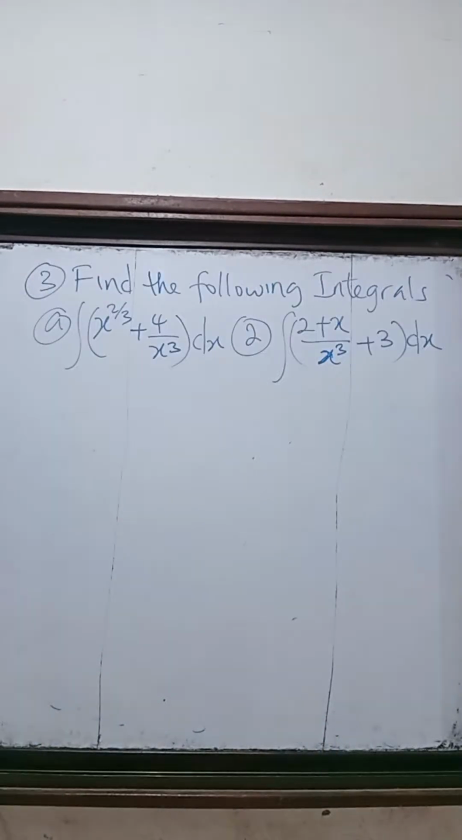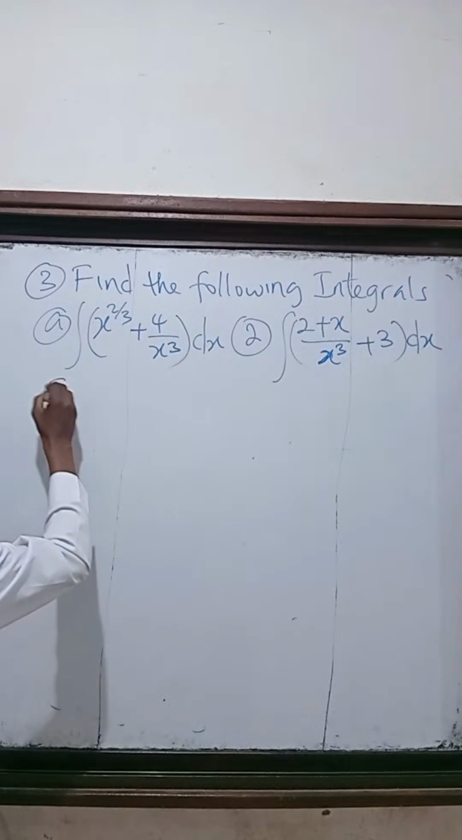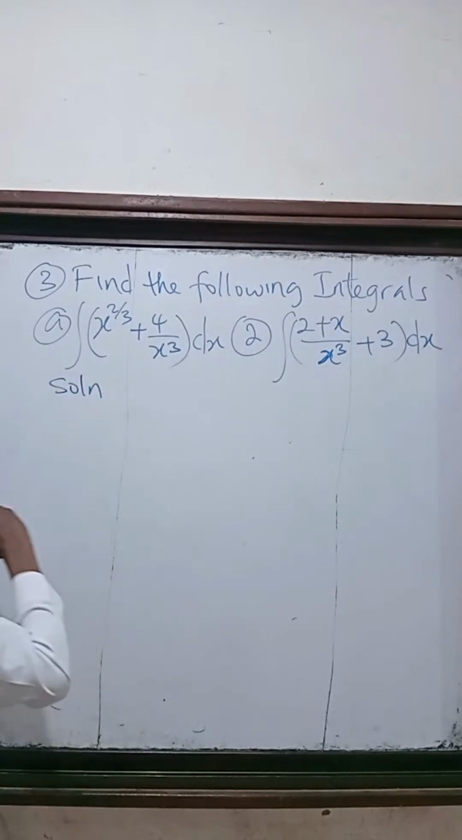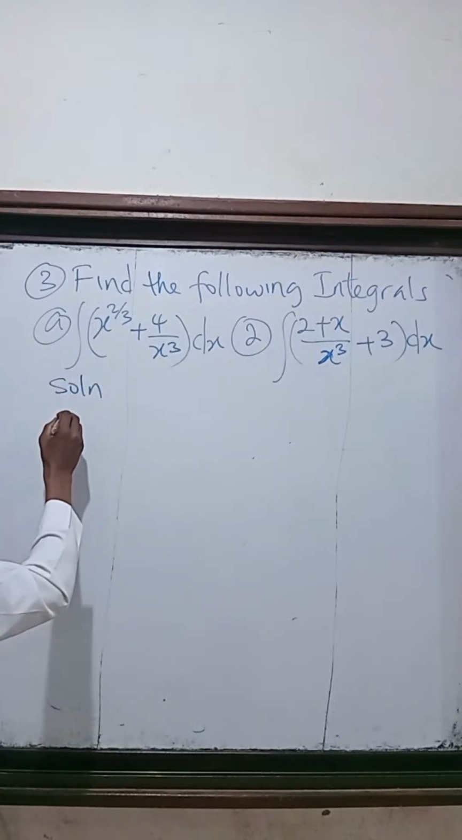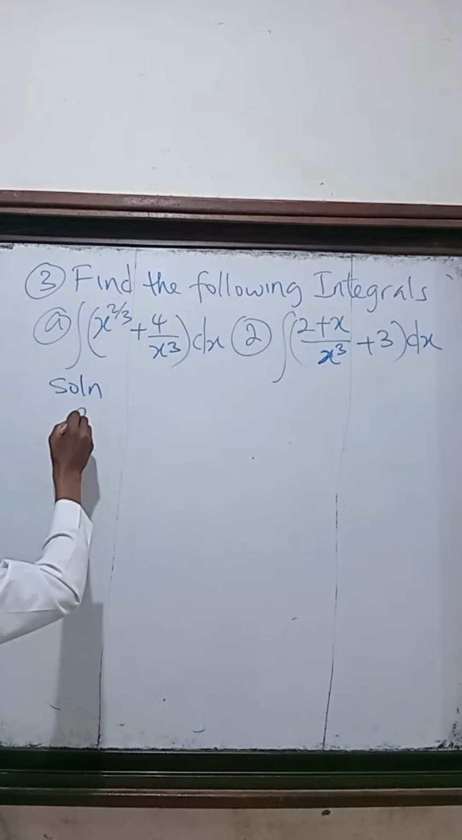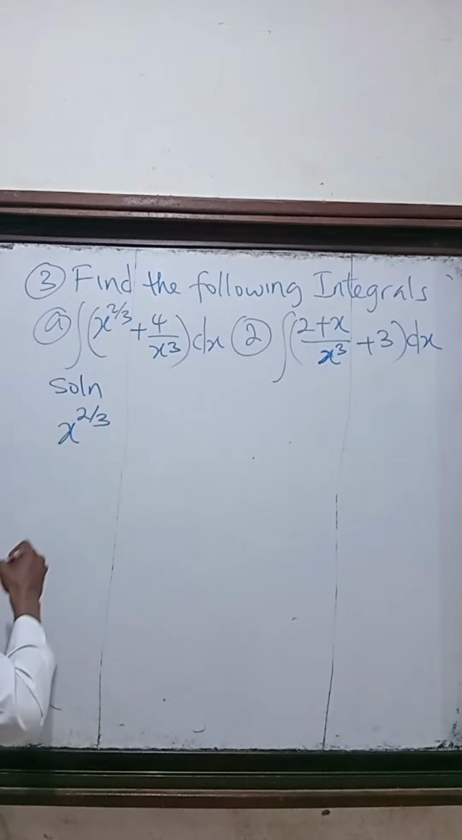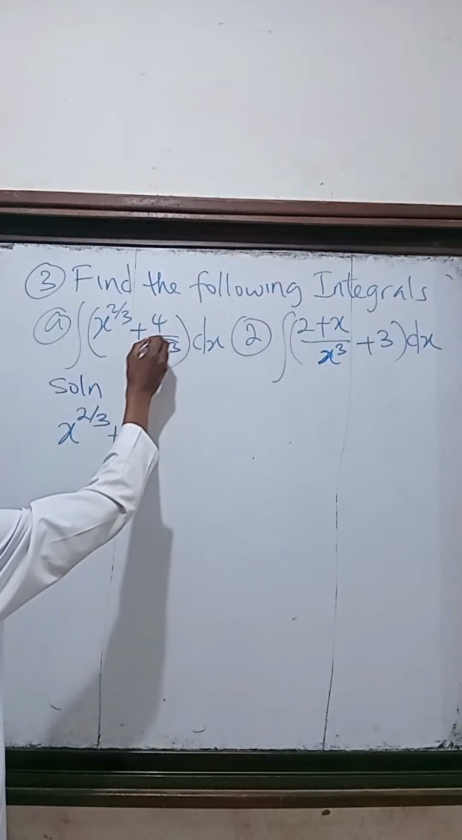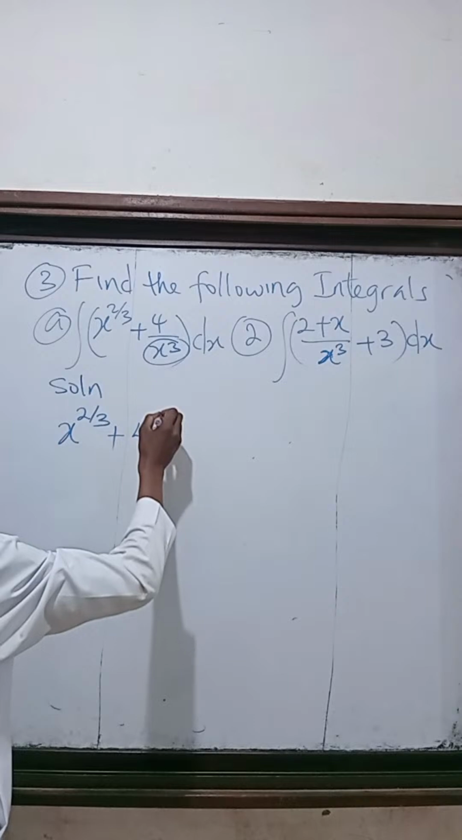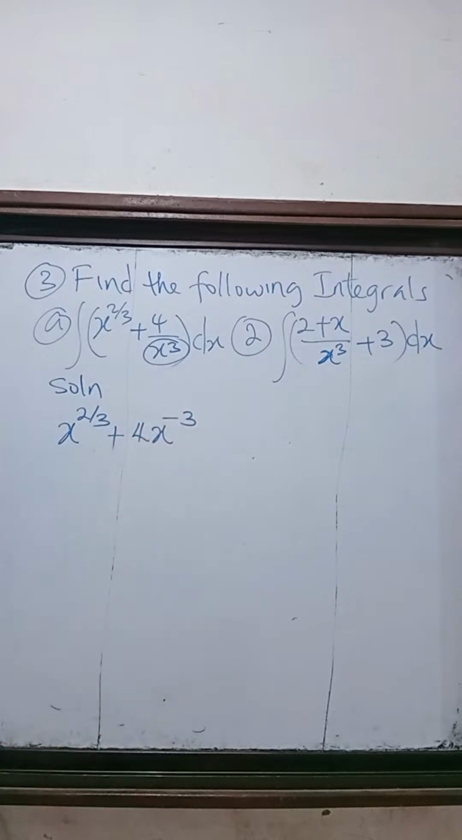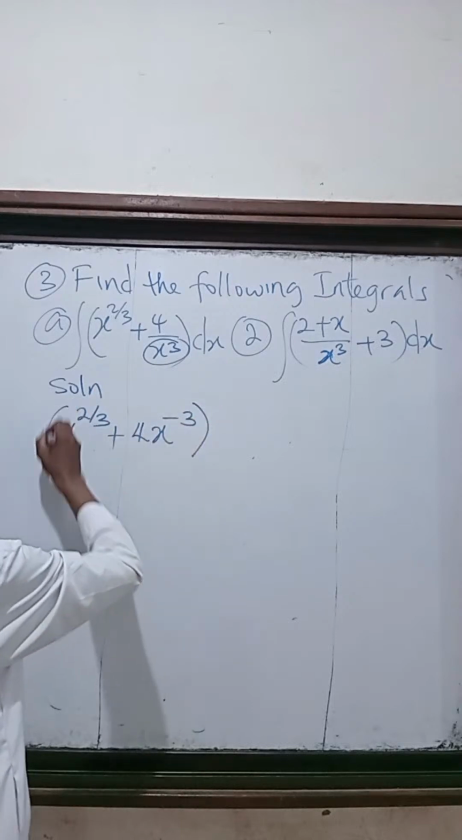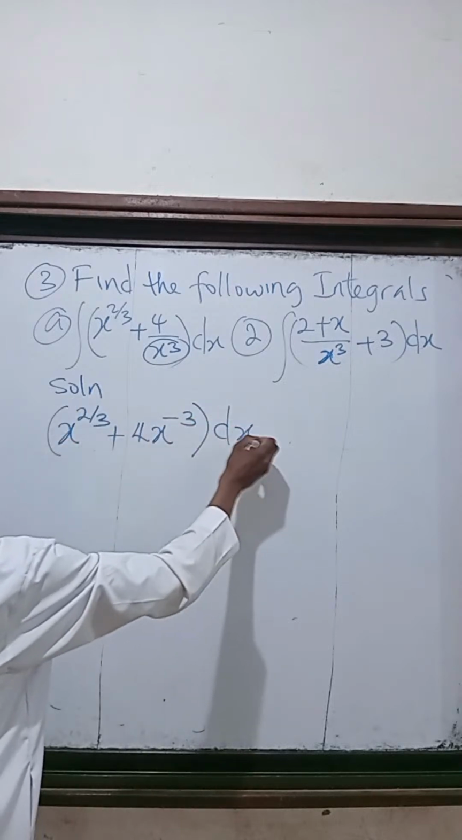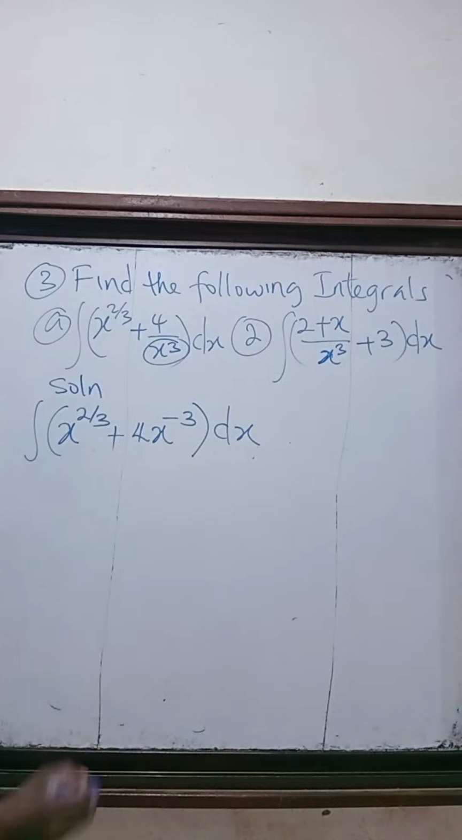Okay, the first one, solution. The first thing we need to do is to remove those ones that are for the fraction. This one will be 4. This one, take it up. When you take it up, it's going to have minus as the exponent, dx. So that's what we have in that place.